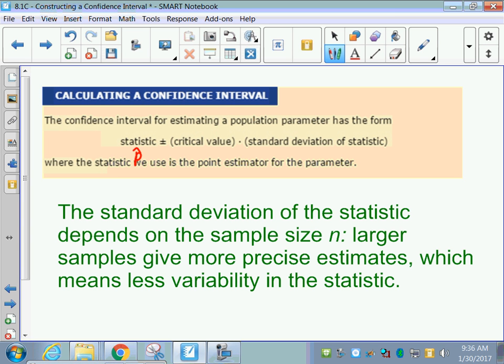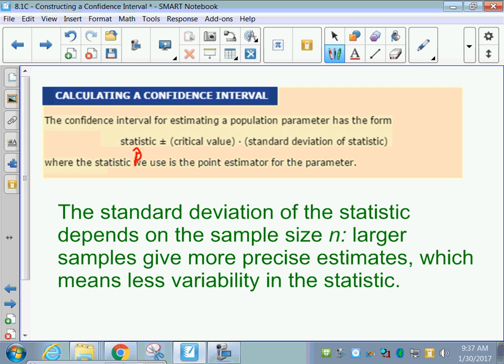So if I interview all of you guys and ask you what proportion of you are going to go to the Sadie Hawkins dance, I would put that decimal right there. That would be my statistic. It's on your birthday, so you're definitely going.